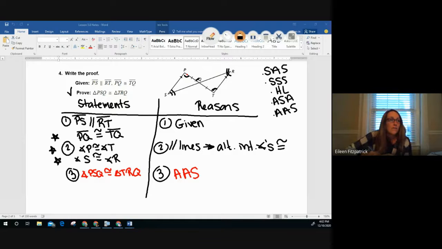If I use my vertical angles, okay, you can say that angle, name it with 3 letters, PQS is congruent to angle TQR. If you state the vertical angles are congruent, then you could use angle side angle as your justification instead of angle angle side. So you have options. It just depends on what information you provide in your proof, okay?